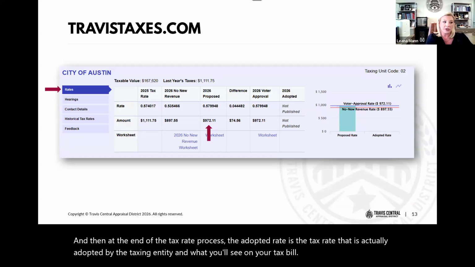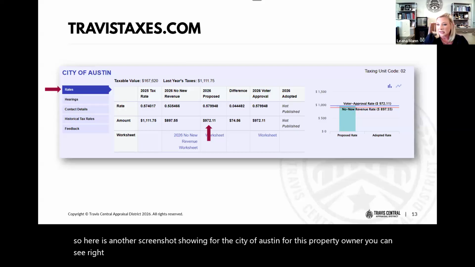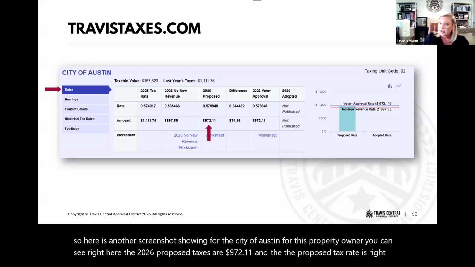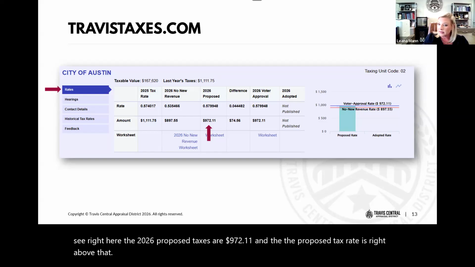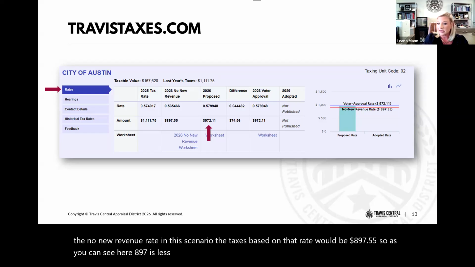So here is another screenshot showing the city of Austin for this property owner. You can see right here the 2026 proposed taxes are $972.11, and the proposed tax rate is right above that. The no new revenue rate in this scenario, the taxes based on that rate would be $897.55. So as you can see here, 897 is less than the 972. So this is a proposed tax increase.